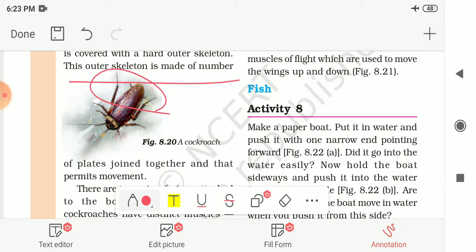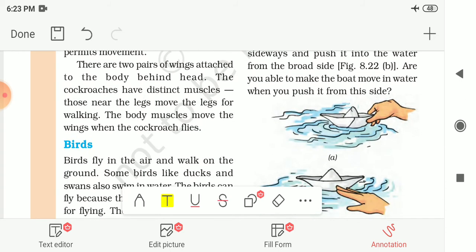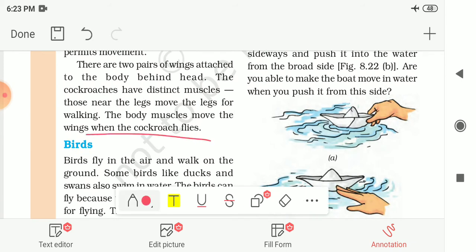The cockroaches have distinct muscles, that means different muscles. Those near the legs move the legs for walking. These legs help in the movement of walking, and the body muscles move the wings when the cockroach flies. So this is the motion or movement in the cockroaches.